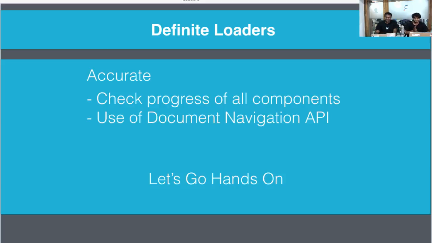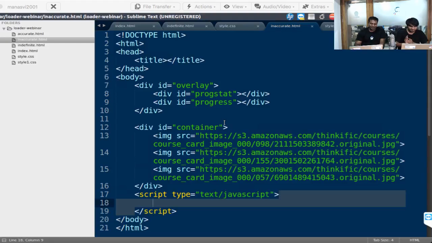Yeah, let's go into action and less of theory. As I said, for the inaccurate loader, we will be using images because the most heavy content in our website is images. Now I have 3 images here, and they have been taken from our website only. So we'll be loading these.